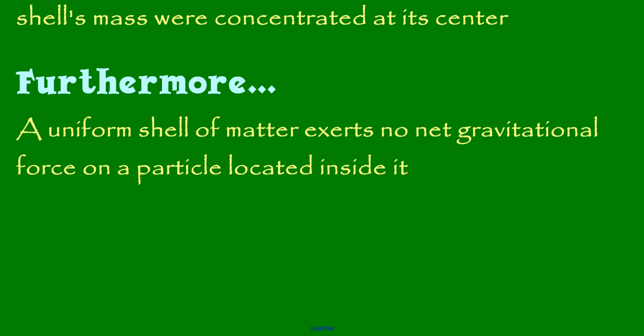Here's what that means. If we were to have a shell of matter, you could think of this like maybe a hollow ball, such as a basketball. If I were to look at the gravitational force exerted on a particle out here, then it would act as if all of this mass were located at the center of mass, and the R value that I would use would be the distance between this center of mass and my particle. If instead my particle was located inside of my spherical shell, there would be no net gravitational force on it.